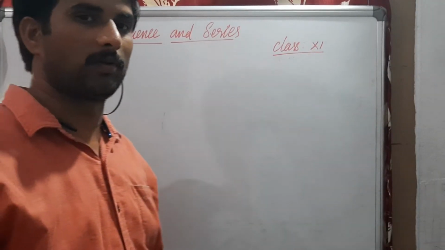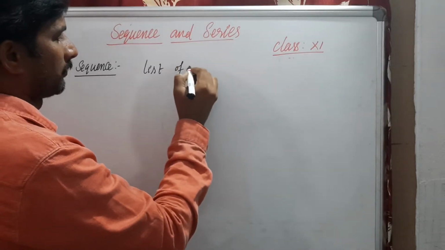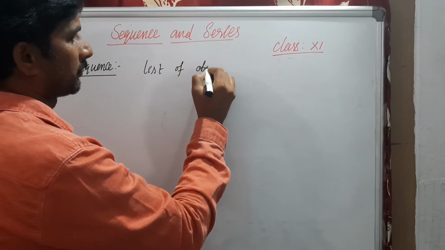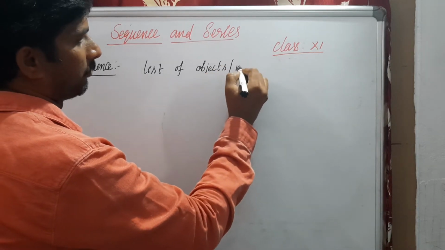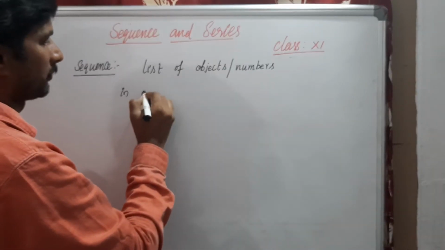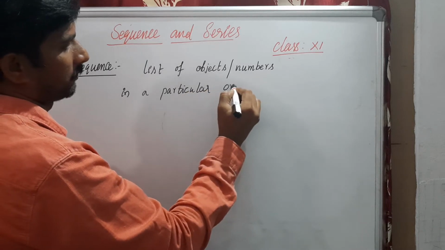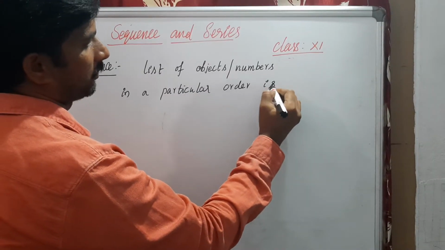A list of numbers or elements, a list of objects or numbers in a particular order is called a sequence. List of objects or numbers in a particular order is called a sequence.